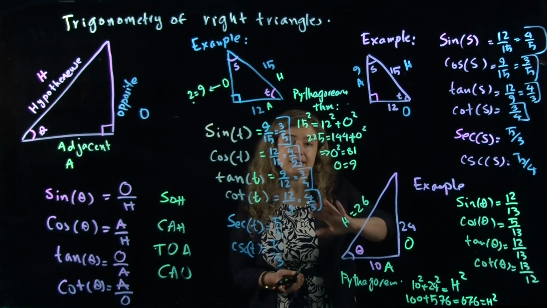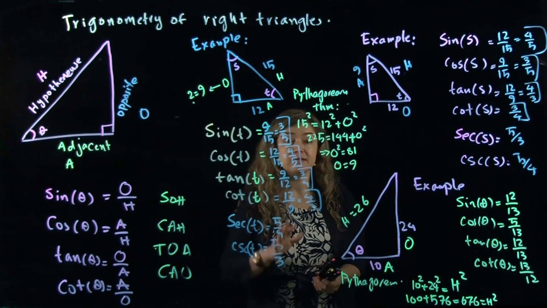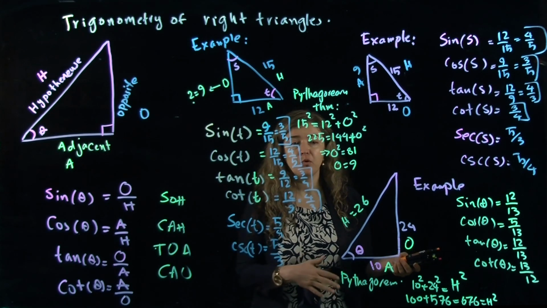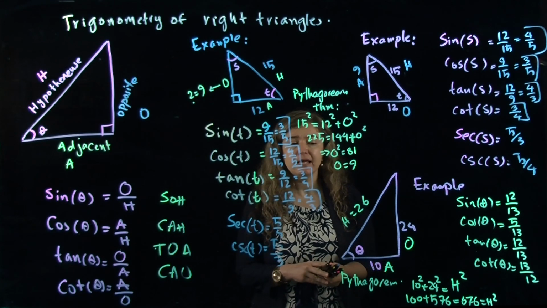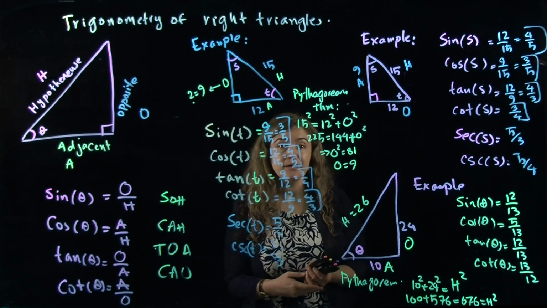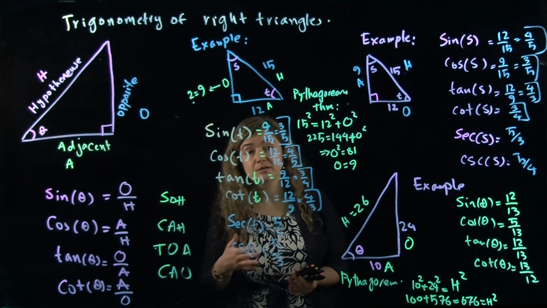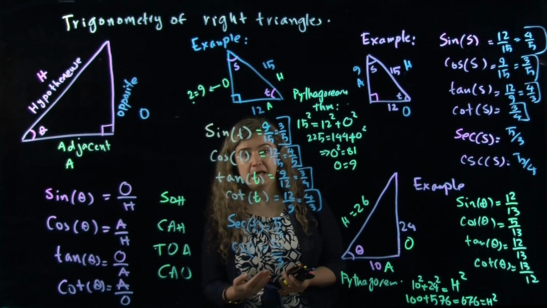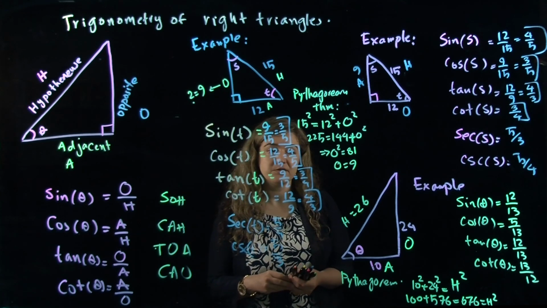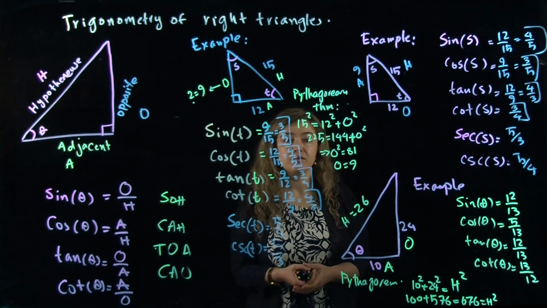So these examples had one thing in common. Some of the sides were given, and we found the trigonometric functions for theta. And the other way around, the other type of example is when the trigonometric function or the angle is given and one of the sides is given, then you can find the other sides of the triangle. And we need some practice over those as well.